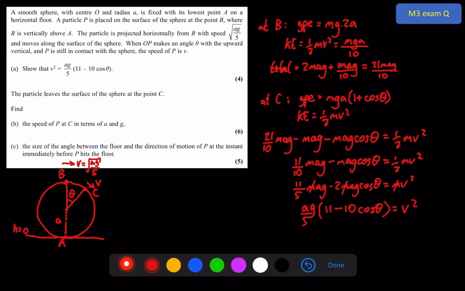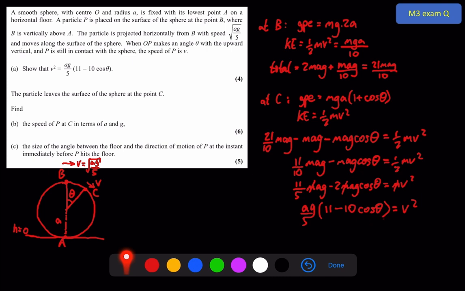Then it goes on to say the particle leaves the surface of the sphere at the point C. Okay, great, that's the point there. Let's assume this is where that happens. Find the speed of P at C in terms of A and G. So to find the speed V, which is the expression we've got here, we need to know what that angle is. When does this happen?